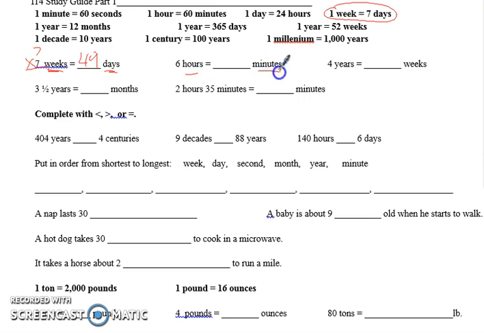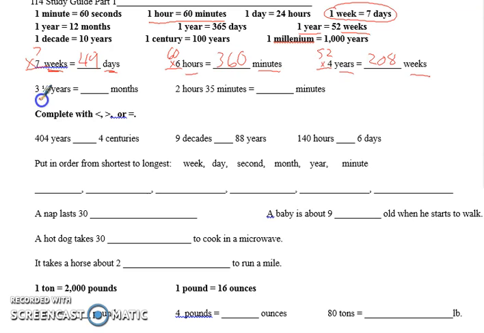Changing from hours to minutes. So I want this fact. 1 hour is 60 minutes, and I've got 6 of them, so I'm doing 6 times 60, which will give me 360 minutes. Changing years to weeks, and notice years has 3 different facts up here. Make sure you get the one that has years and weeks. I'm going to take 52 times 4, and that will give me 208 weeks.